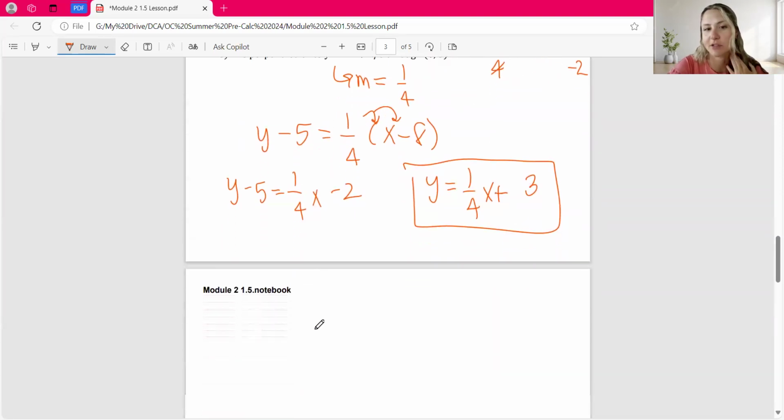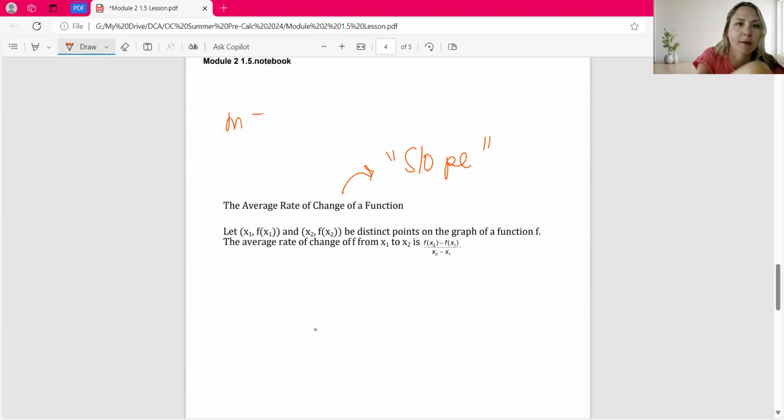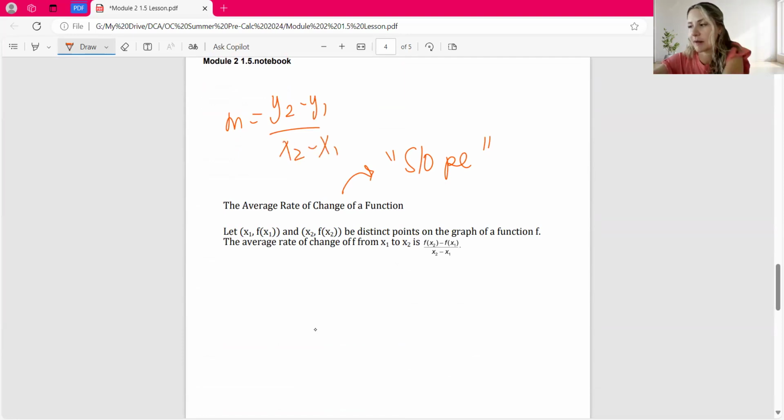Okay, so average rate of change, we have a definition up here for you. Average rate of change should be a familiar description for slope, because this is the same exact thing as slope. We still use the same formula. But the main difference when we talk about average rate of change is it doesn't need to be on a line. So notice it says average rate of change of a function. And so I'm going to write in here, not necessarily a line.